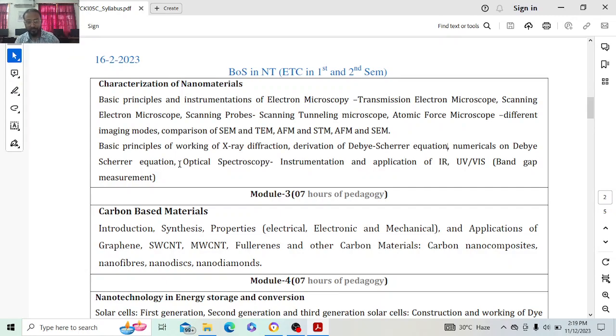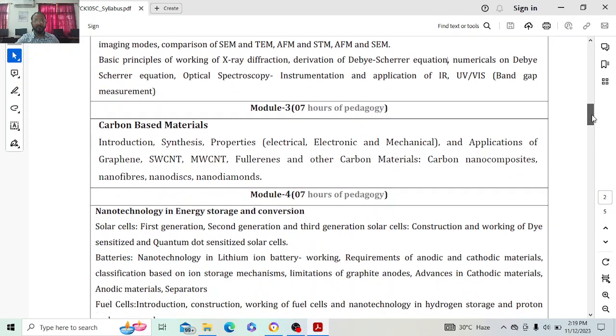Next, the optical microscope, and the instrumentation and applications of IR and UV-visible spectroscopy, all those things that we will be studying, for band gap measurement. That was about module 2, characterization of nanomaterials.